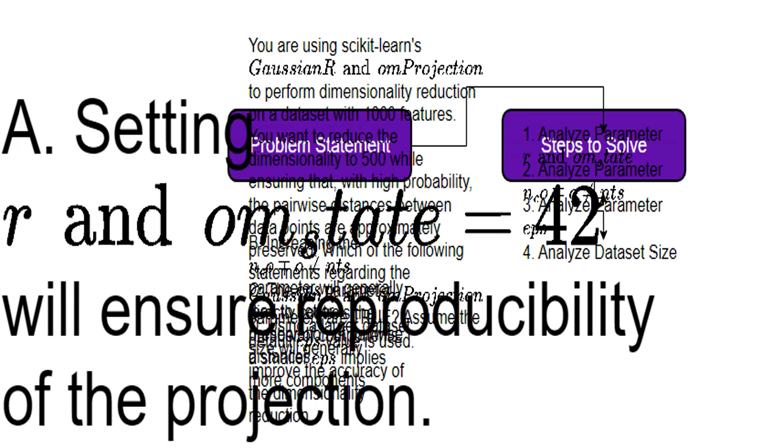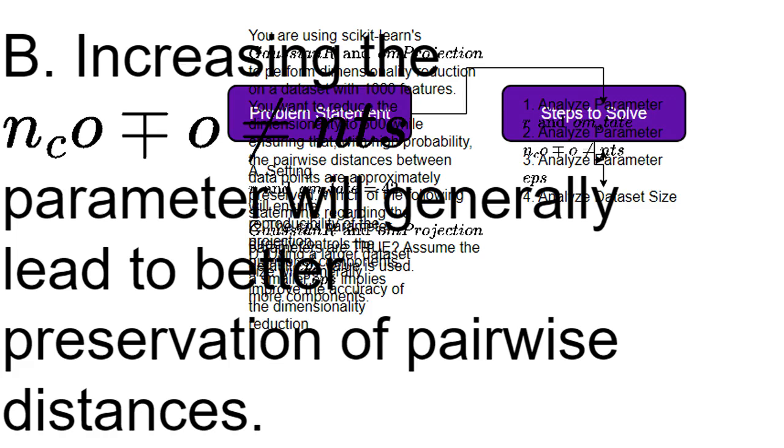Let's explore further. Here, we are looking at n_components, which determines the target dimensionality after reduction. Intuitively, increasing this number means keeping more information. However, this doesn't guarantee improved distance preservation. The effect could be complex and depend on the data itself. So, we need to consider this carefully.